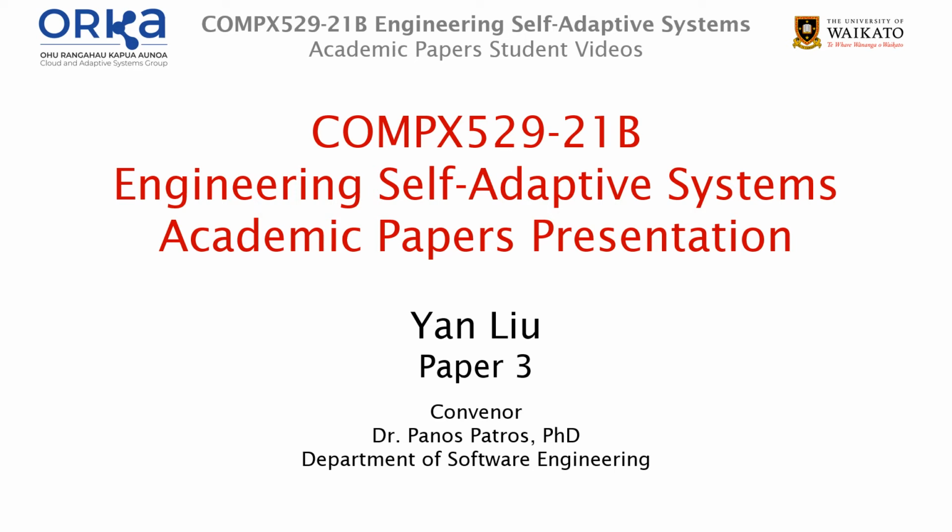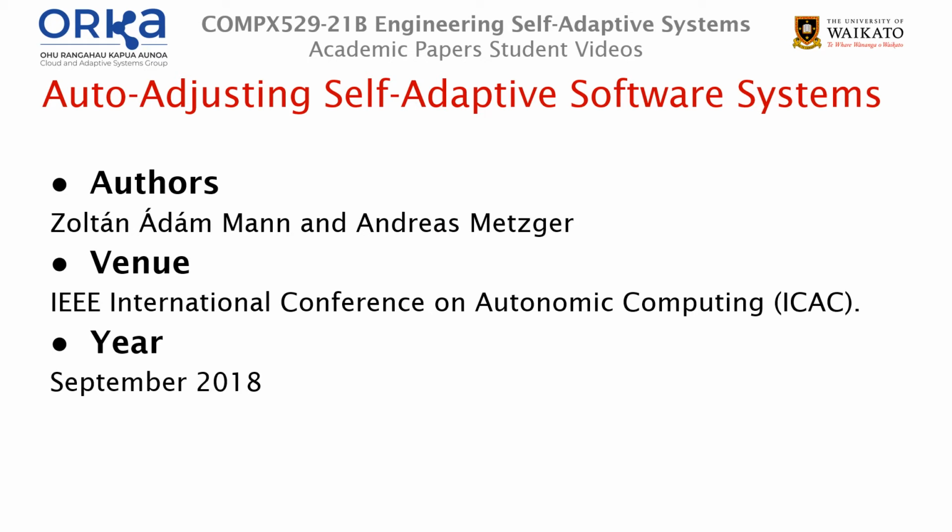Hello, my name is Yan Liu, and in this video, I will review the third and final academic paper for course COMPX529. This paper talks about auto-adjusting self-adaptive software systems. The authors are Zoltan Anderman and Andreas Metzger, and this paper was published in the proceedings of the 15th IEEE International Conference on Autonomic Computing in September 2018.